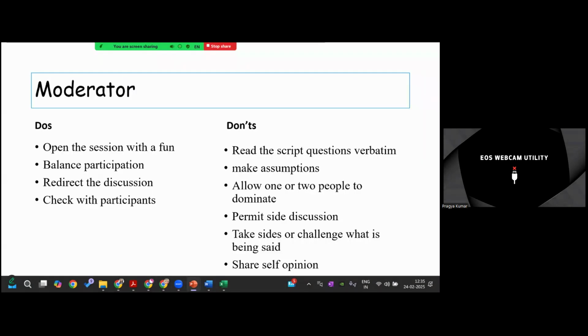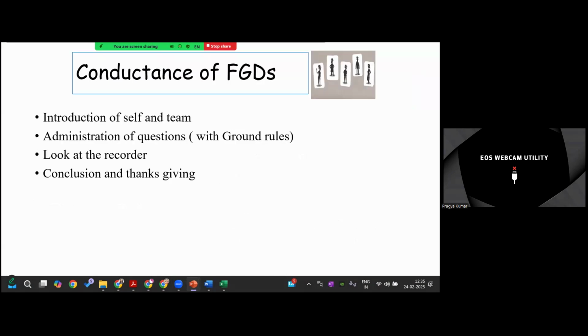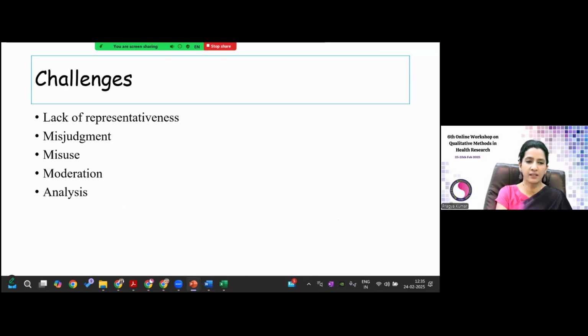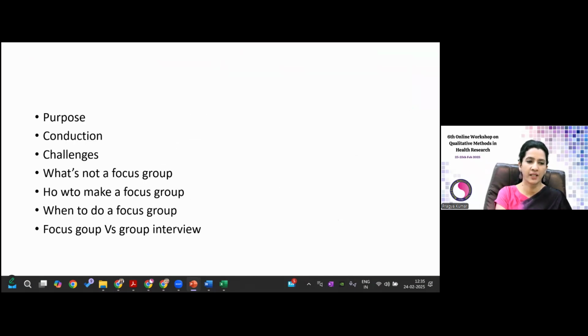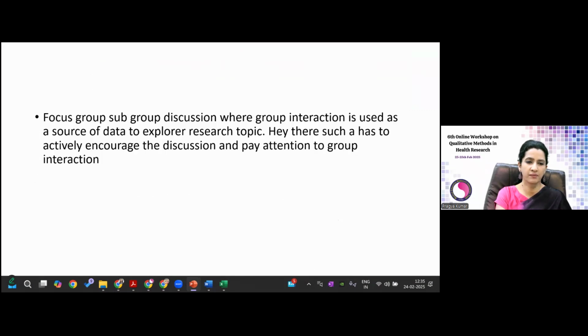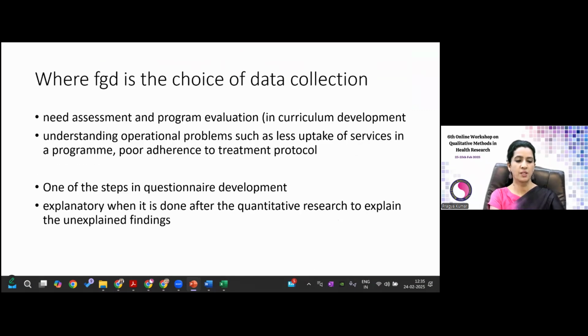So this was a moderated focus group discussion. I'm not going to discuss these do's and don'ts. I think you all know these things. You can go through this. Again, we have discussed group interviews. So generally this is important.